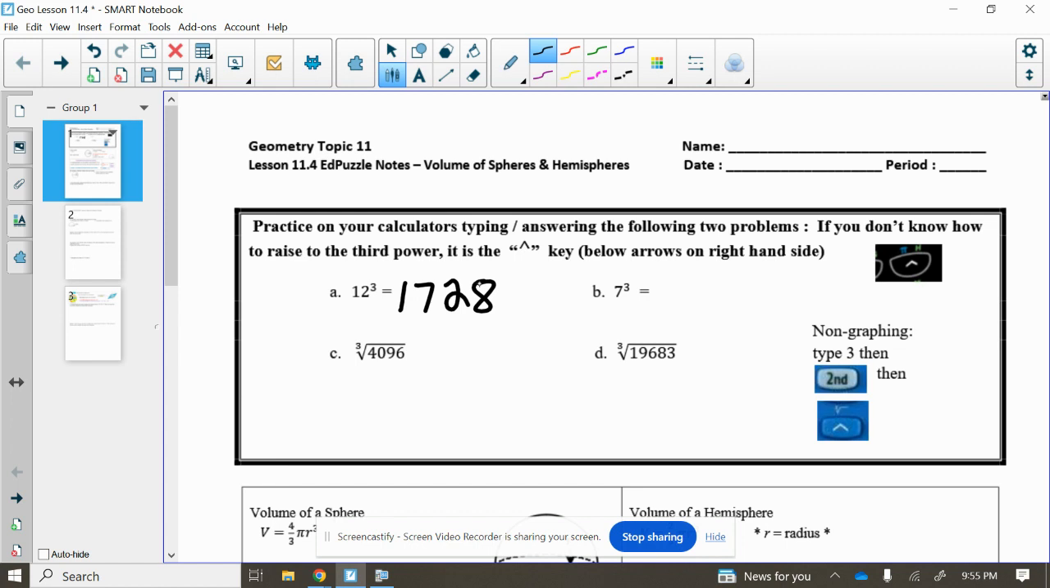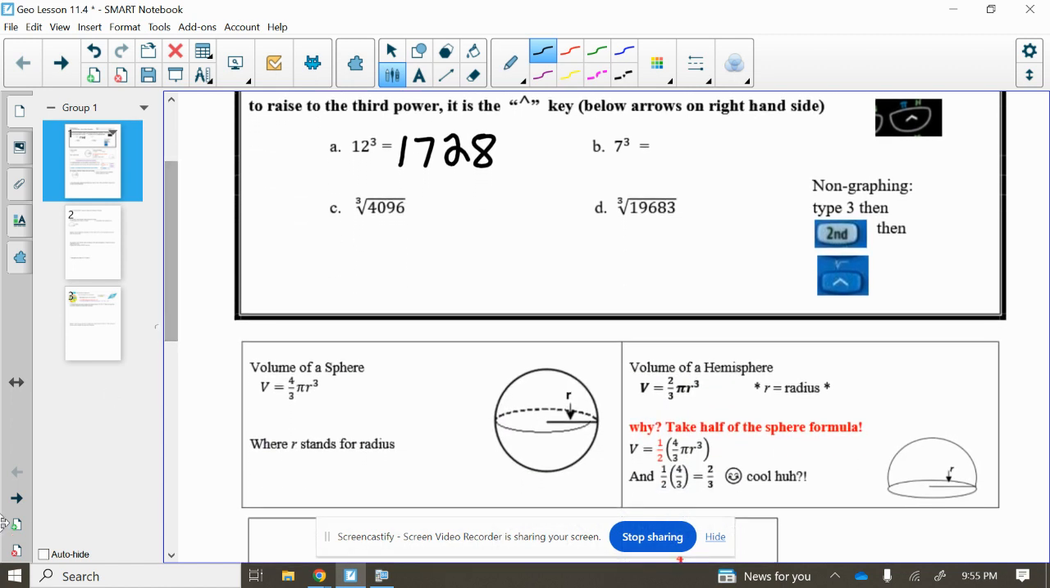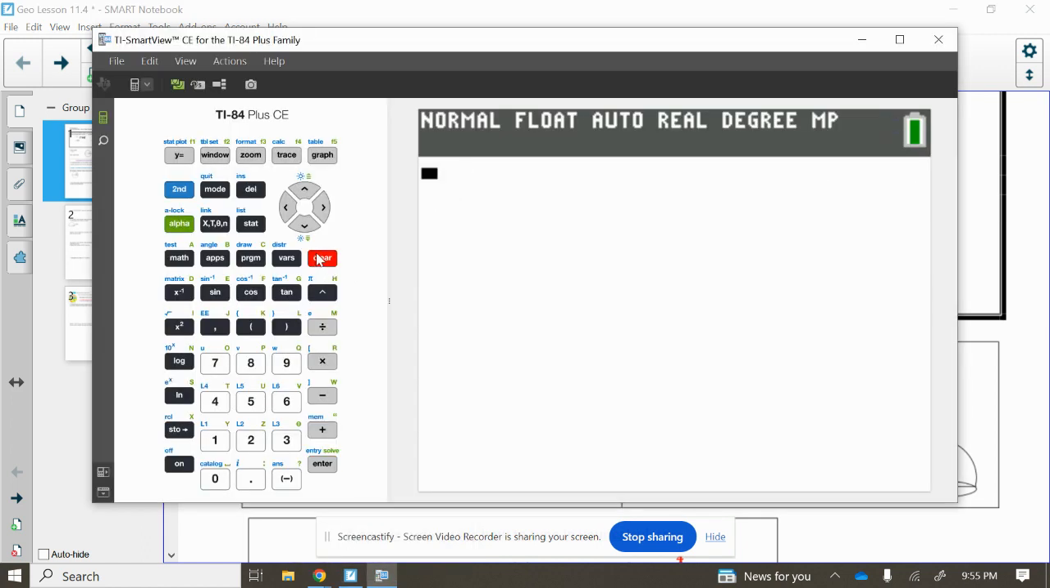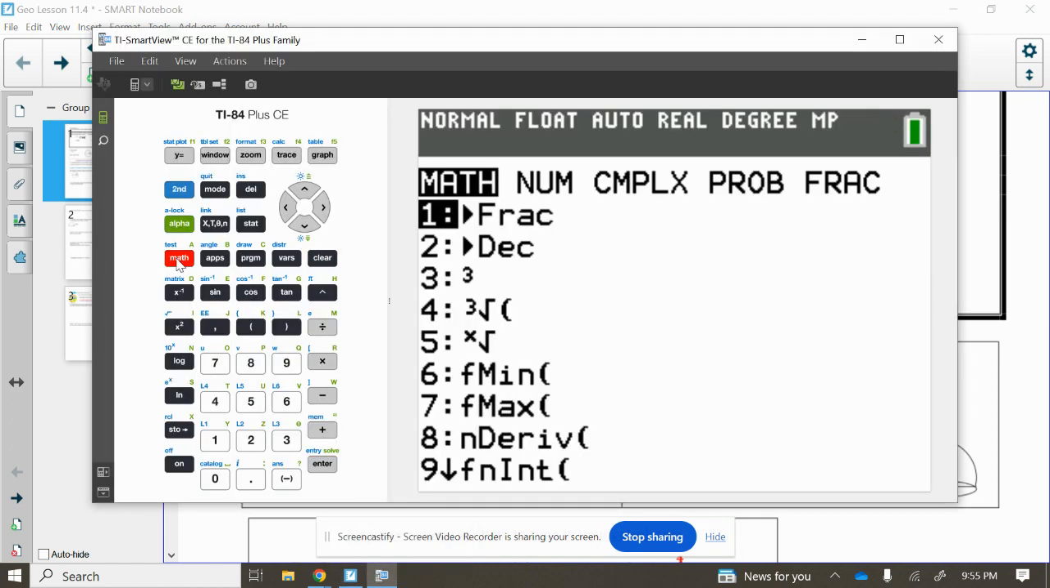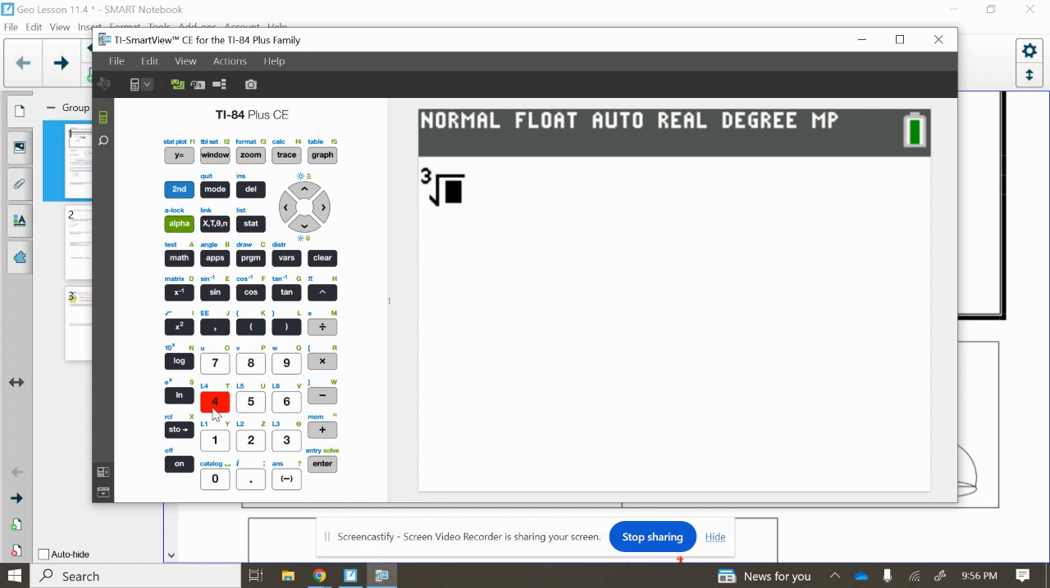And then same idea for the cube root. Now, a couple different ways to do this. On a graphing calculator, you have two options. If you go underneath the math menu, you're going to notice option 4. If you select that, it will allow you to take the cube root of something. So 4096, we could see it that way.